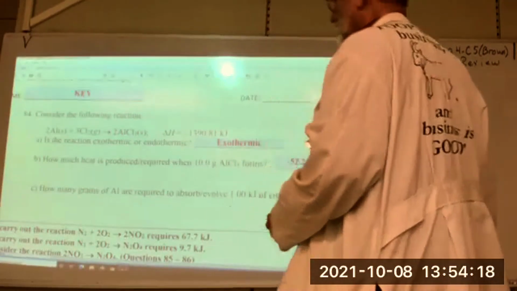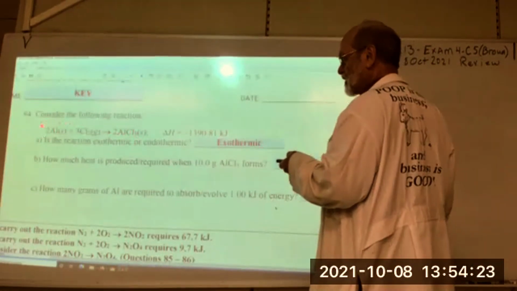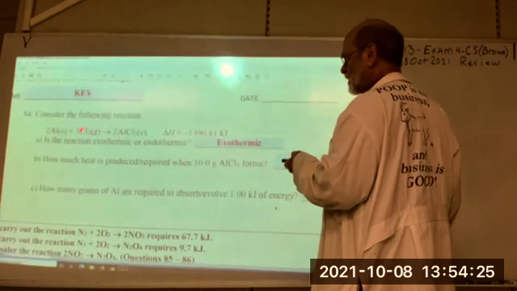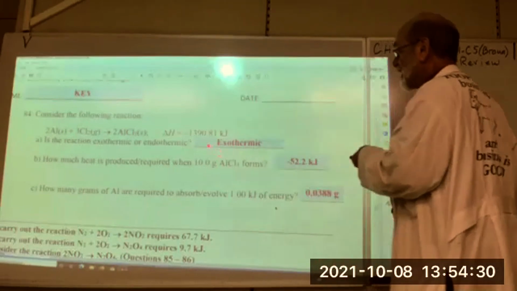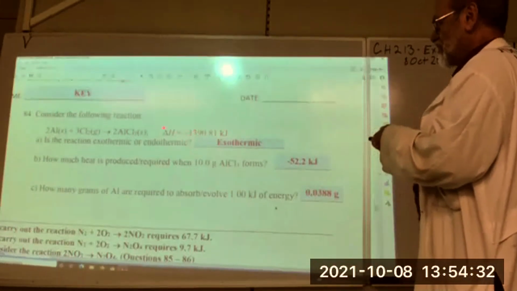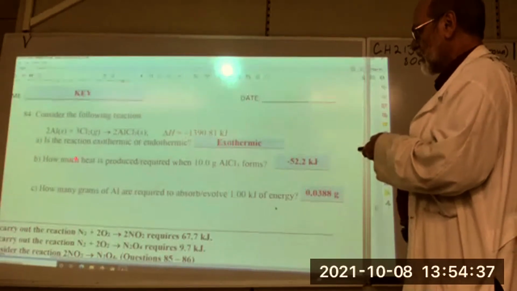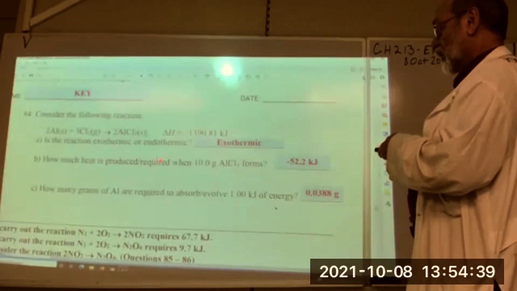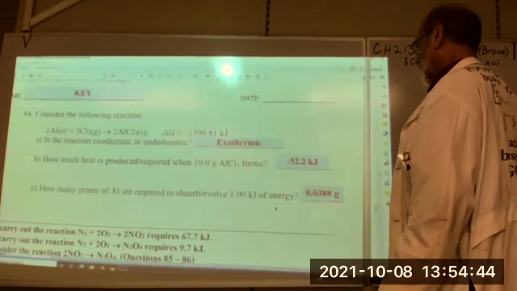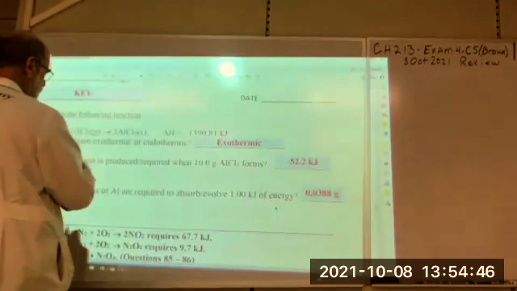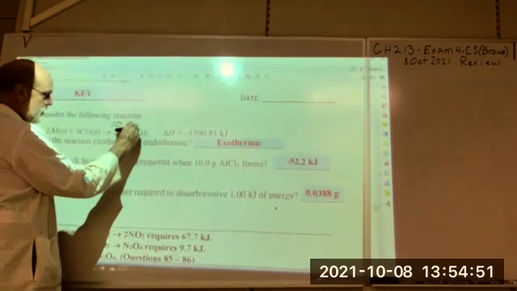Consider this reaction. Aluminum and chlorine make aluminum chloride. And that appears to be balanced. 2 aluminums, 6 chlorines, 6 chlorines. Yeah, that's balanced. This is the enthalpy, right? So obviously that reaction is exothermic. But the interesting part I wanted is this one. How much heat is produced or required when 10 grams of aluminum chloride forms? So we're starting off with 10 grams. Well, actually, it's a product, 10 grams.